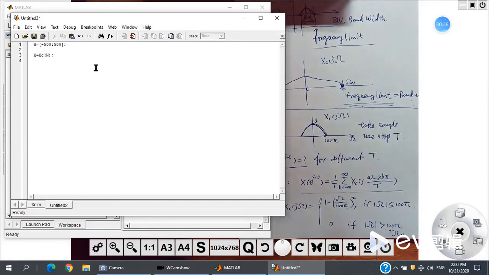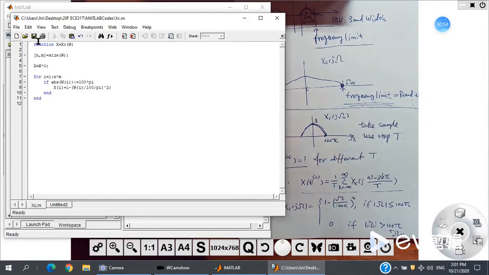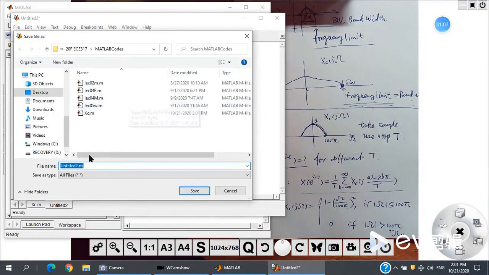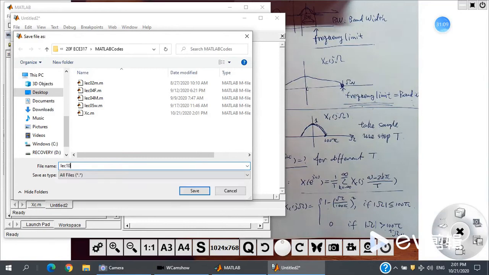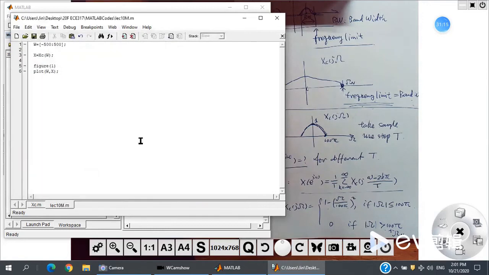And this is figure 1. Figure 1 plot omega and X. Alright, you can see what it is. XC, I need to save it, and this one I also need to save it. Now I can give the name. I call this lecture the 10th week, Monday's class. Okay, 10 done. Good.